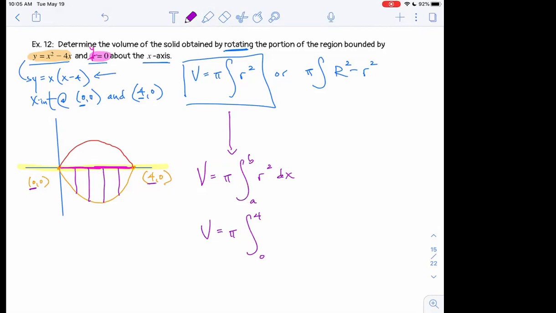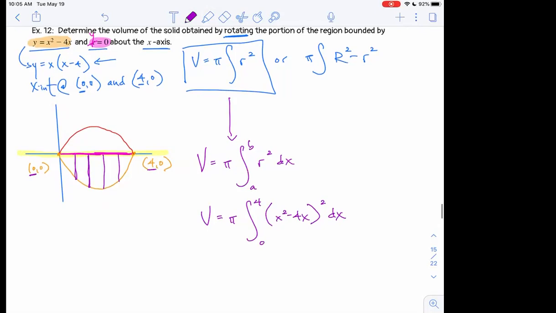Would it be x squared minus 4x? Okay, so if we had x squared minus 4x as our radius, all right, then what is that going to do for us? That is going to give us our distance for each one of these lines right here, and then we square that, and that will give us our r squared, okay?